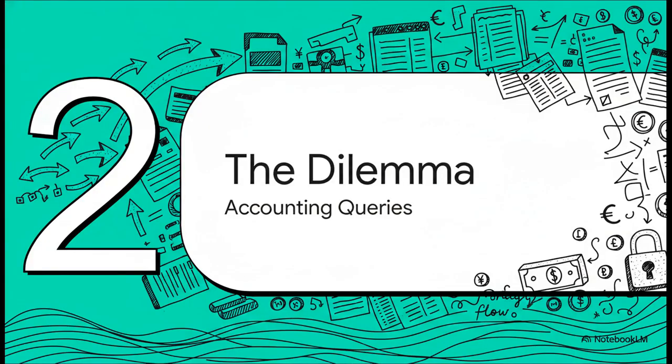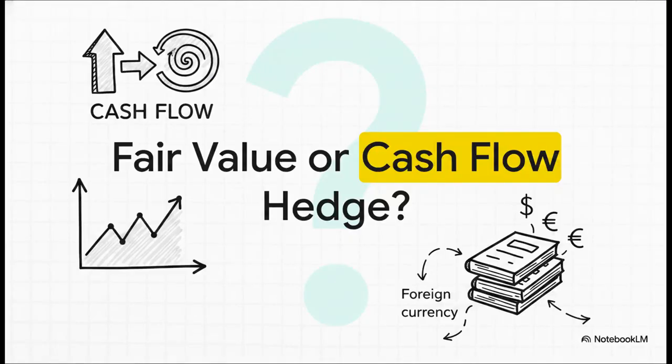Moving on to Section 2, the dilemma. 3 key accounting queries. Now, setting up the contract with the bank, that's the easy part, right? The real dilemma is how we account for it. This brings us to 3 critical questions we really need to solve today.